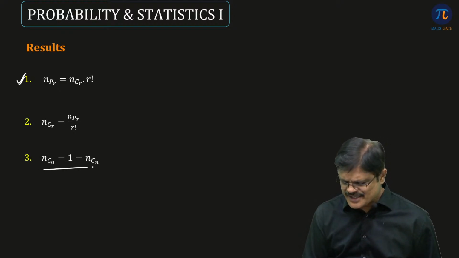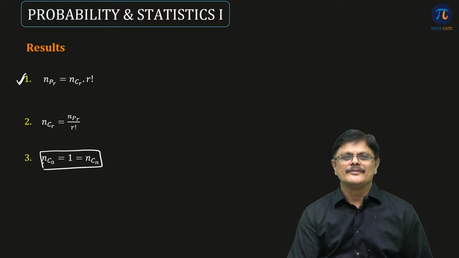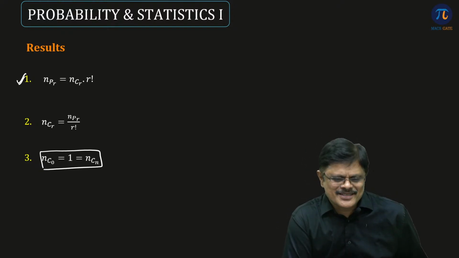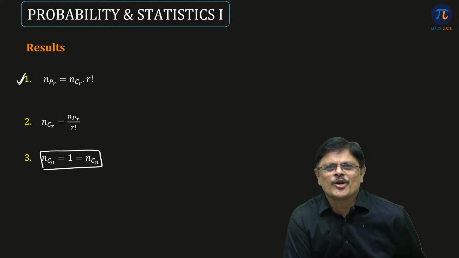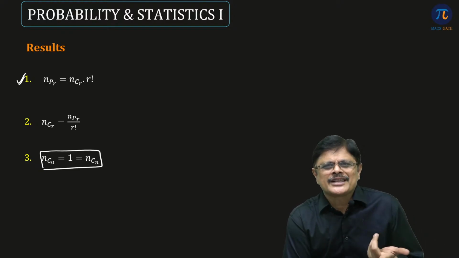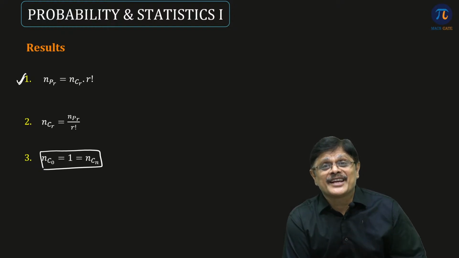Now this is very interesting. You have n objects. How can you select 0 objects out of n objects? You don't select anything. That is the only way, that is one way. That is the answer. This is what we call combinatorial reasoning. Logically we are giving the answer for that.